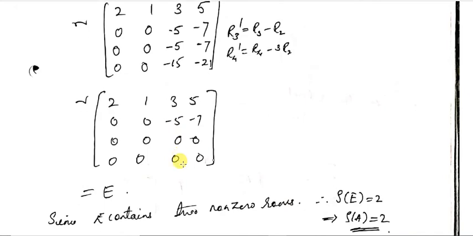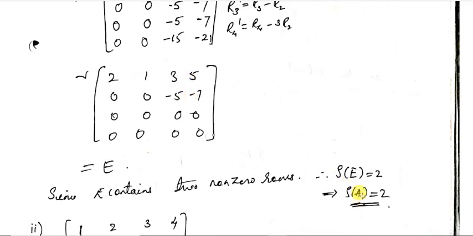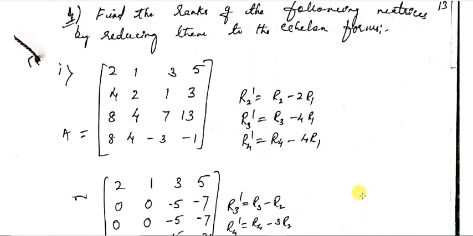Therefore, the rank of the given matrix is equal to the rank of the echelon matrix, which is equal to the number of non-zero rows, that is 1 and 2, hence the rank is 2. This is how we can obtain the rank by reducing to echelon form using a set of row transformations.